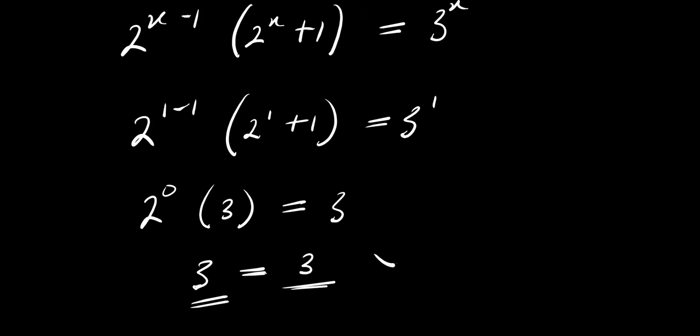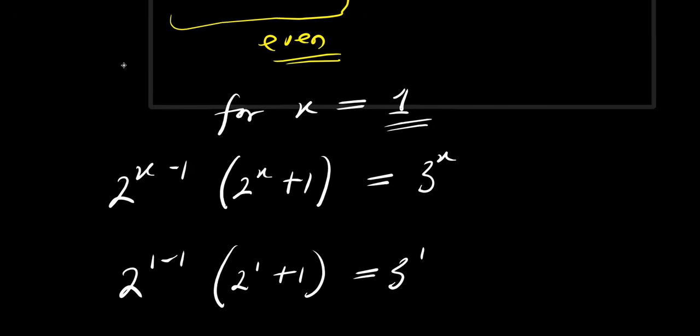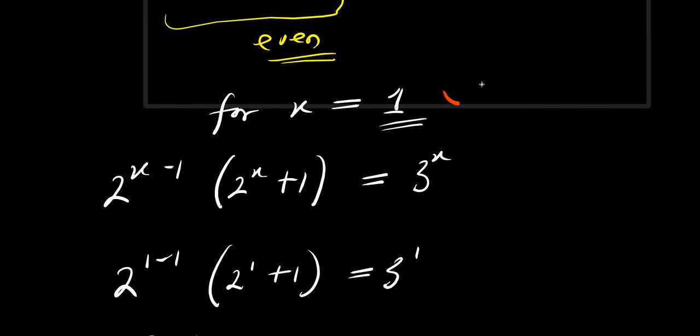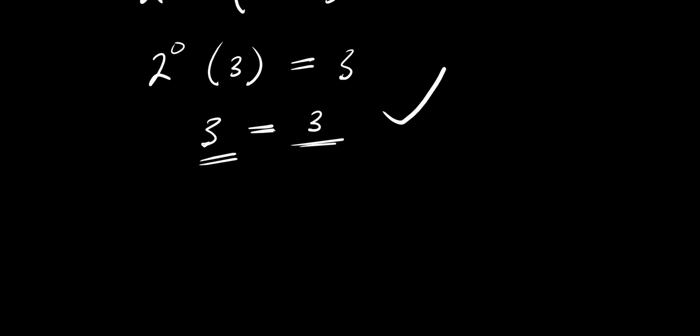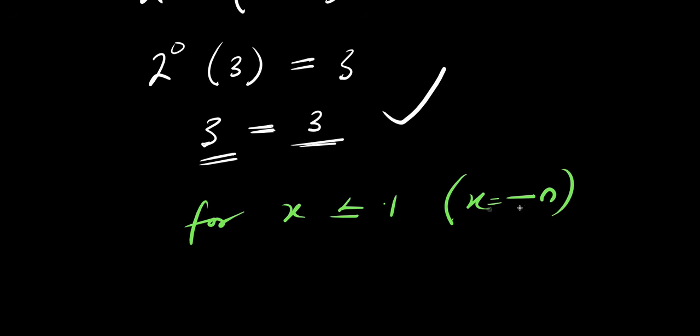So both sides are equal, meaning this is a valid solution. So when x equals 1, we have a valid solution. So let's also check for when x is less than or equal to 1. Say for x less than or equal to 1, meaning x can be a negative number, negative n. So let's check for this.